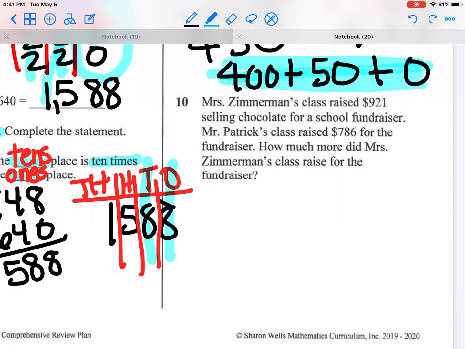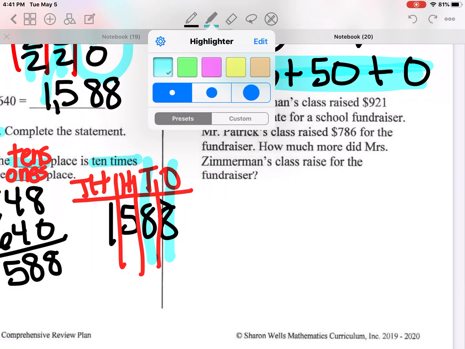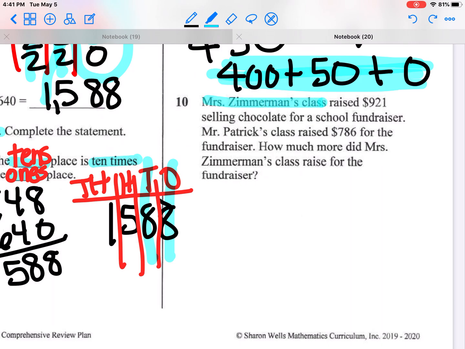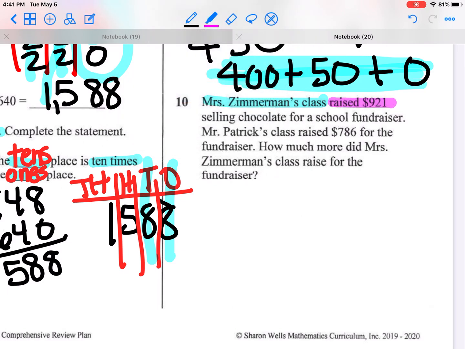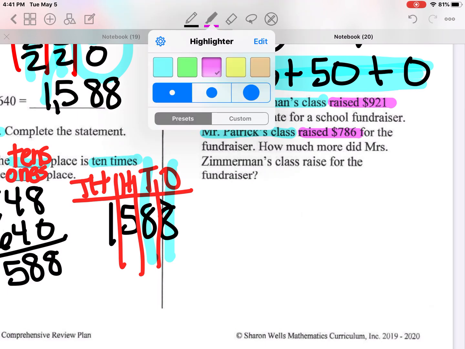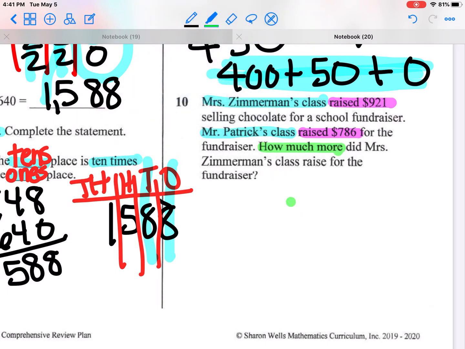Let me analyze my information. Let me understand what's being given to me. I know that Mr. Zimmerman's class raised $921, right? I know that Mr. Patrick's class raised $786. And then it asks me, how much more did Mr. Zimmerman's class raise than Mr. Patrick's? Well, how do I find the difference?